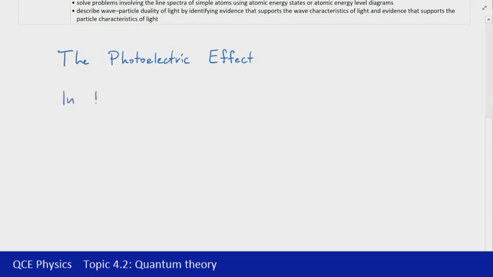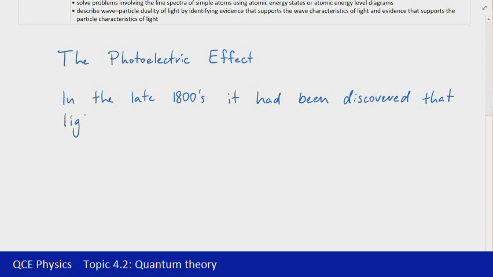It was a phenomenon that was documented in the late 1800s and observed by a few different scientists doing different experiments. But the main observation that was recorded was that electrons were able to be displaced from the surface of a metal if there was light shining on that metal. So the idea here is that light could cause electrons to be emitted or ejected from the surface of a metal.